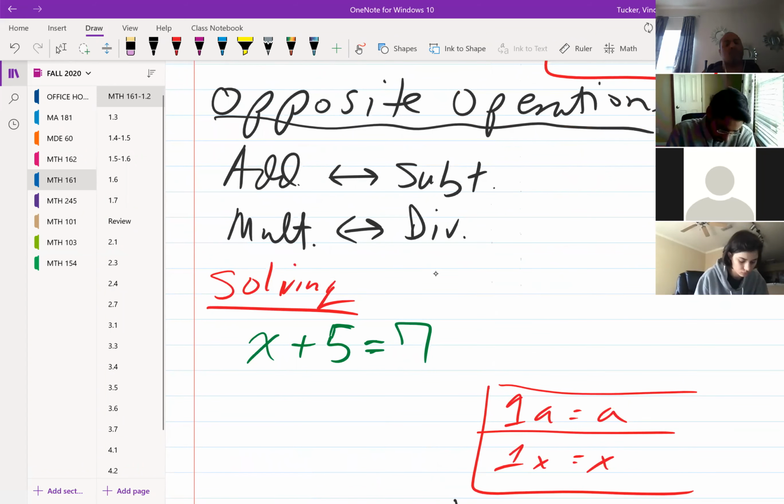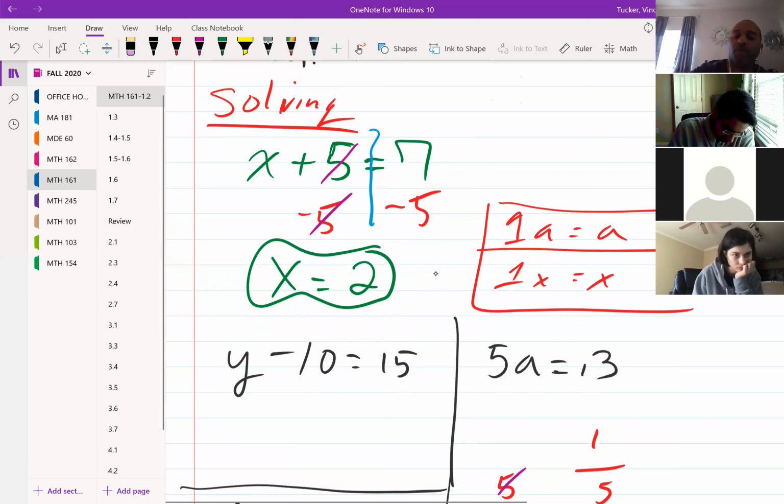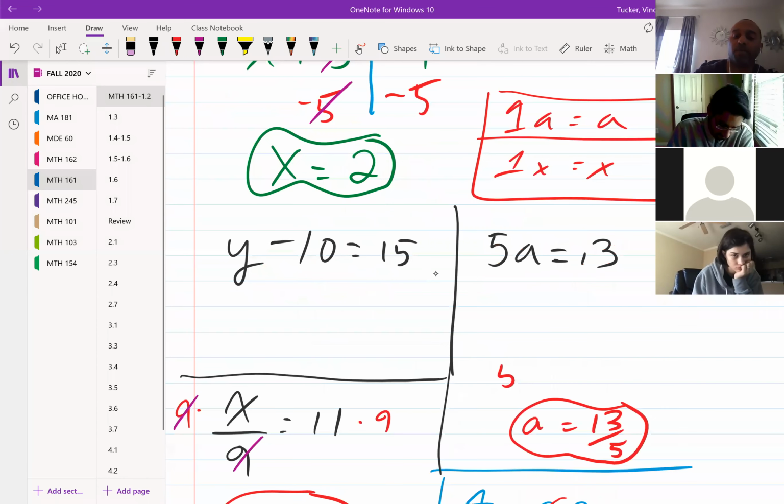So that's the foundation of what you'll be doing when it comes to solving equations. Your goal is to get x, or whatever your variable is, by itself, and you're undoing what's being done to that variable in order to get it by itself. I'm just erasing these so we can do them from scratch. So a few more one-step equations before we add more to it.